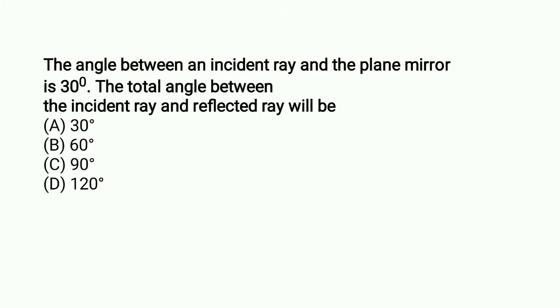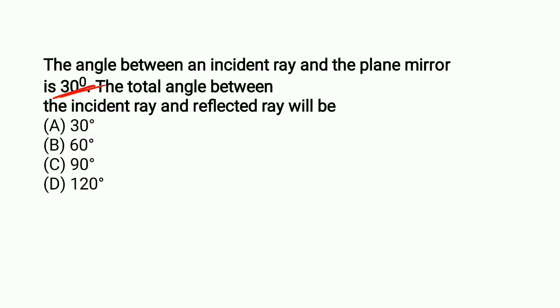Next question. The angle between an incident ray and the plane mirror is 30 degree. The total angle between incident ray and reflected ray will be equal to, option A we have 30 degree, option B has 60 degree, option C we have 90 degree, and option D we have 120 degree.